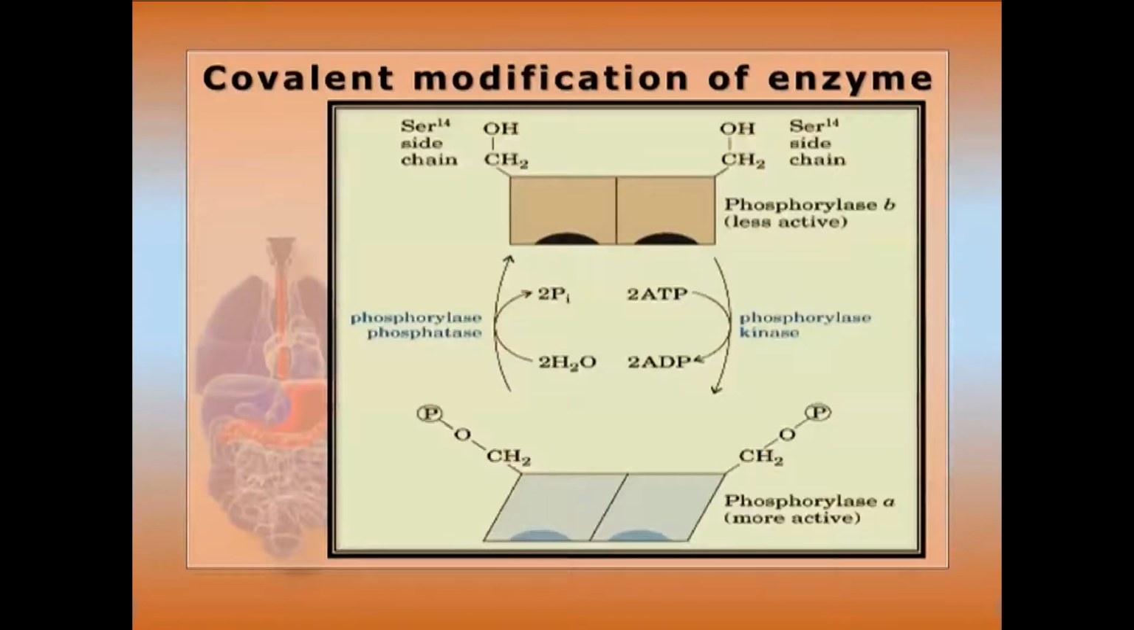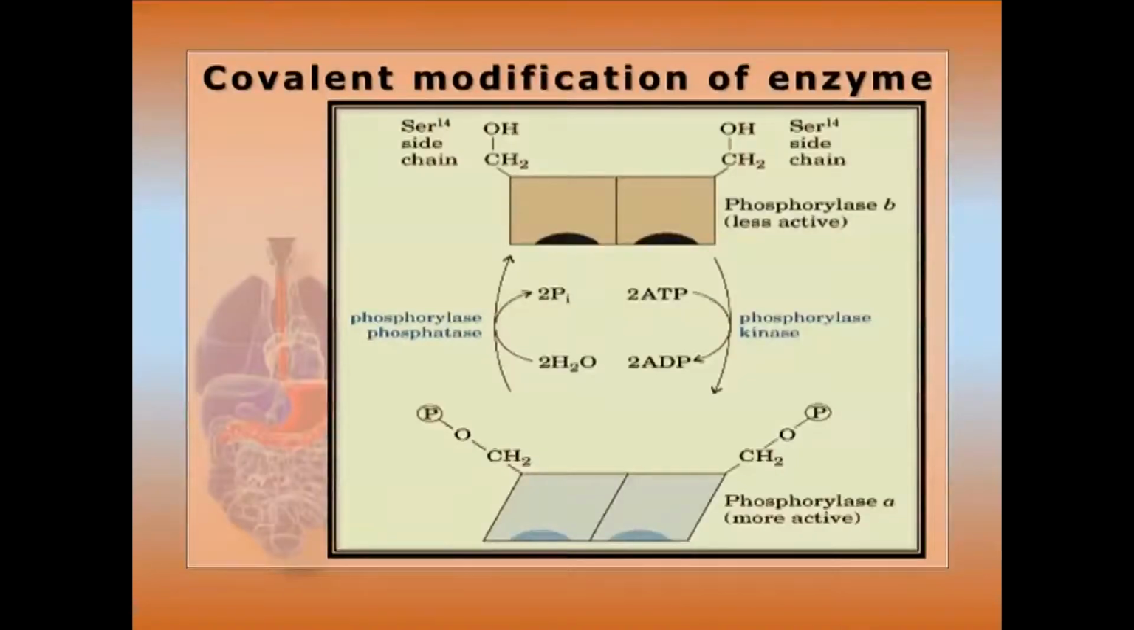So the active site amino acids are there. Covalently they can be modified with the help of kinase by addition of a phosphate group, or demodifying enzymes called phosphatase can remove the phosphate group. In case of glycogen phosphorylase, there are serine residues having a hydroxyl group. So phosphorylase b is in the inactive form.